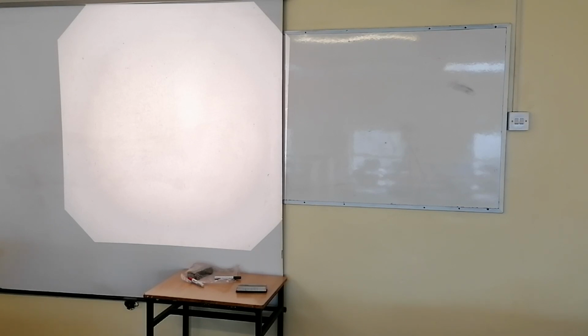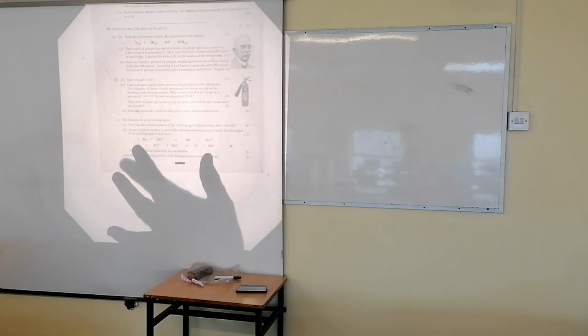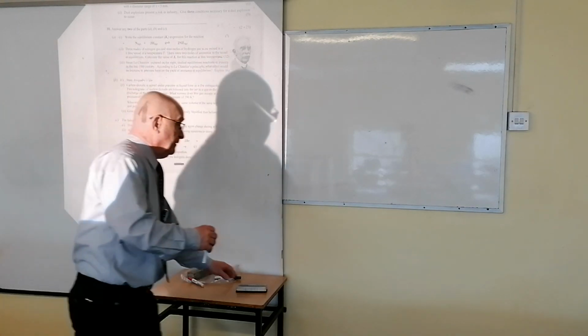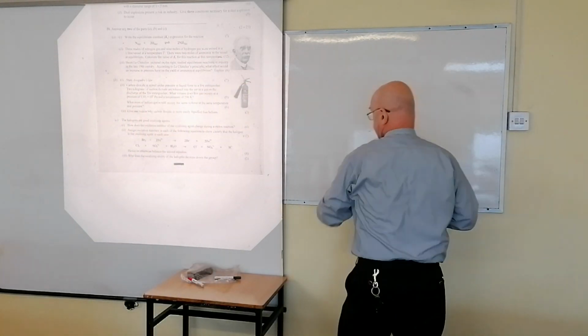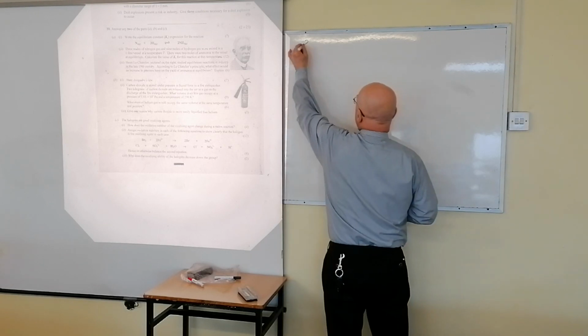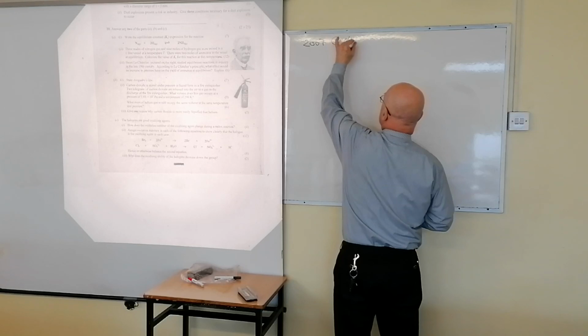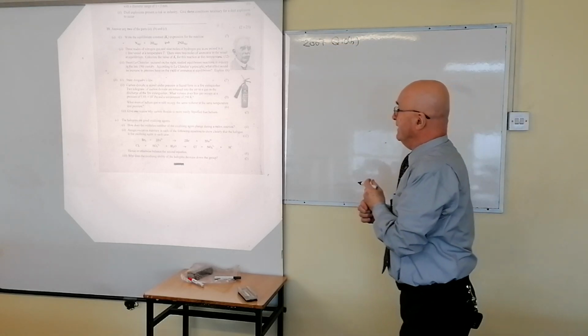This is 2007, and the question is 10B. 10B is what I'm looking at there, okay? The one with the fire extinguisher, right? And I want you to have some sense of that. 2007, question 10B. Okay, and we're looking at that, right?